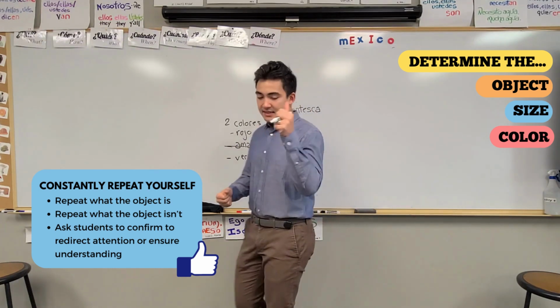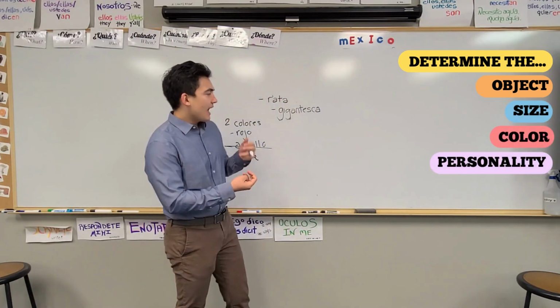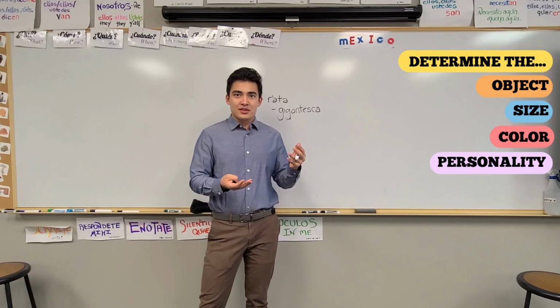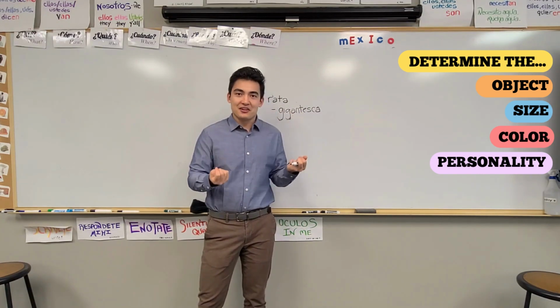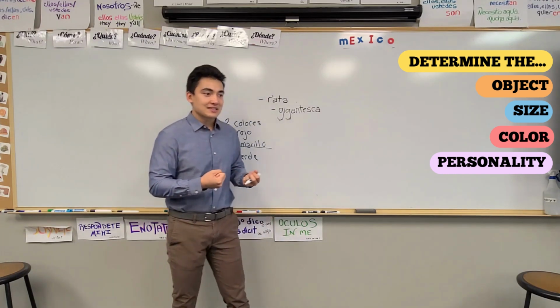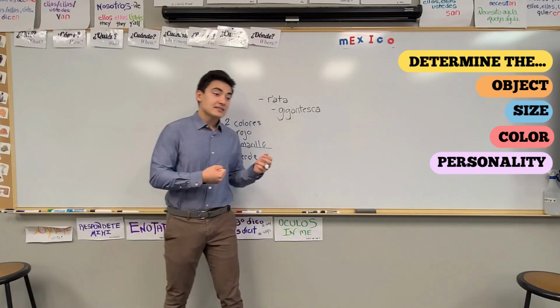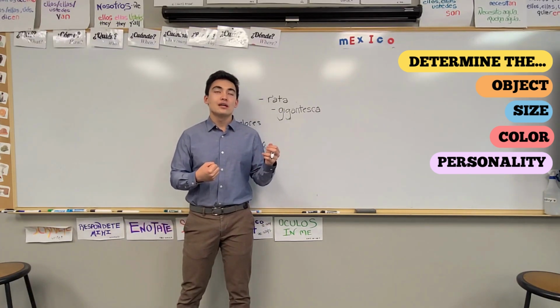Next, we got size, we got color, personality traits. I like to present the adjectives with their opposites, if that makes sense. So I just think that clarifies meaning instantly, especially if they're cognates. Entonces, Lola, ¿es la rata inteligente o estúpida?